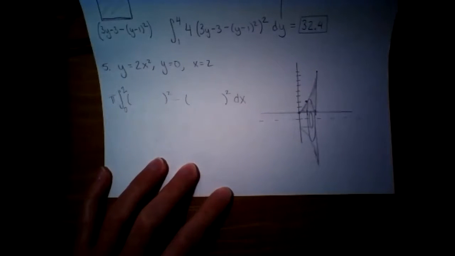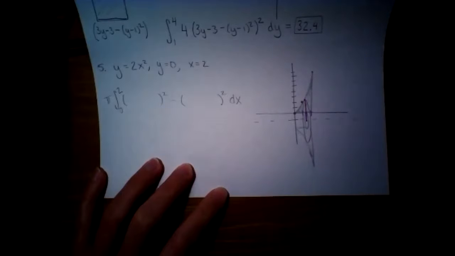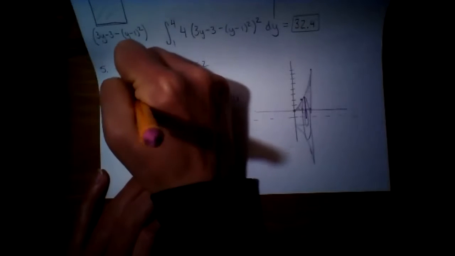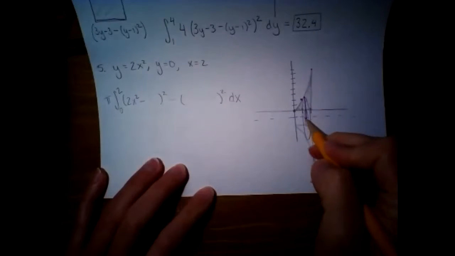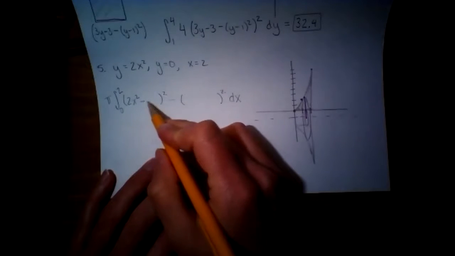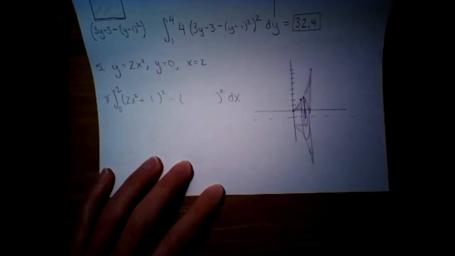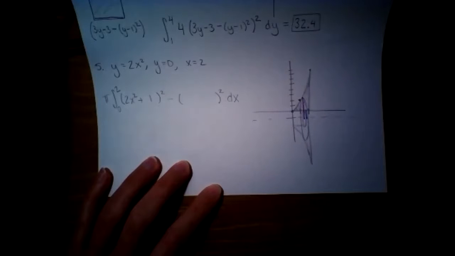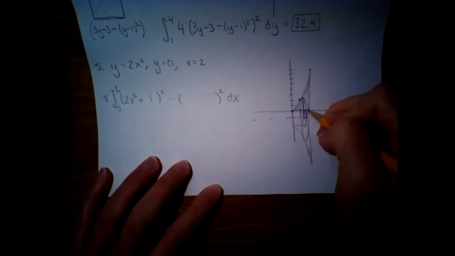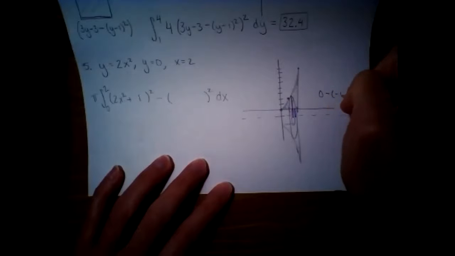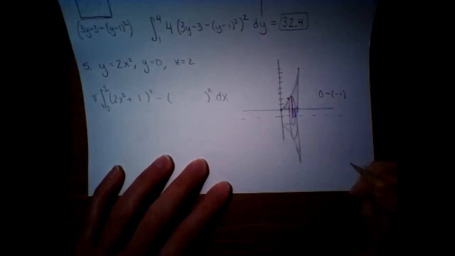Outside radius, upper graph minus lower graph. So the upper graph is this 2x squared minus the lower graph, the axis you're revolving around is -1. So it would be minus -1, which is going to be +1. And then the inside radius, again, it's upper graph minus lower graph. The upper graph is the x-axis, so that's 0. So this would be 0 minus -1, which would just be 1.